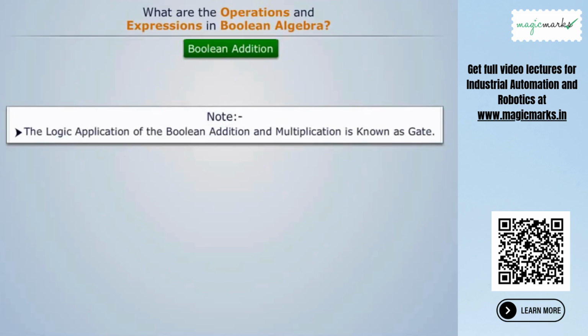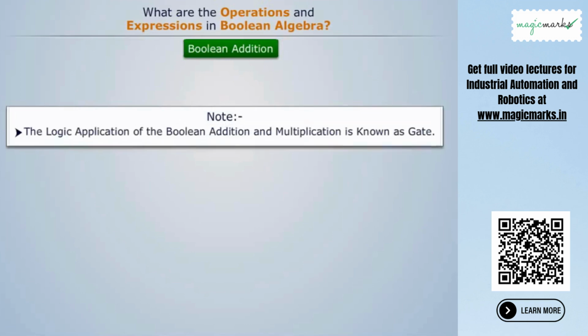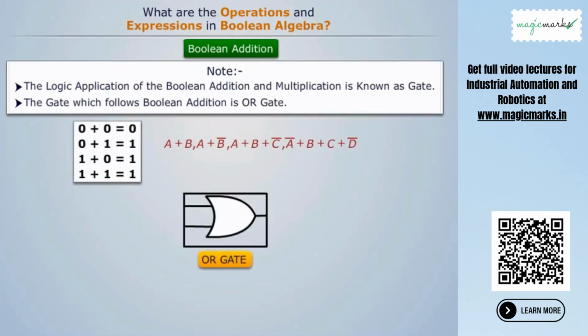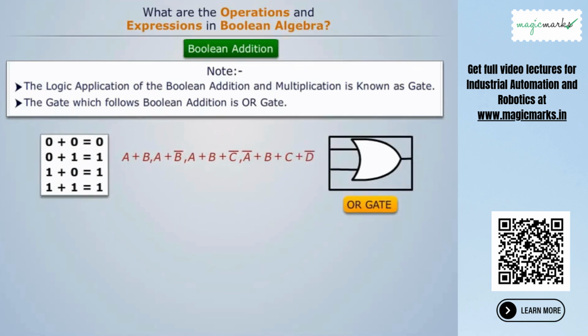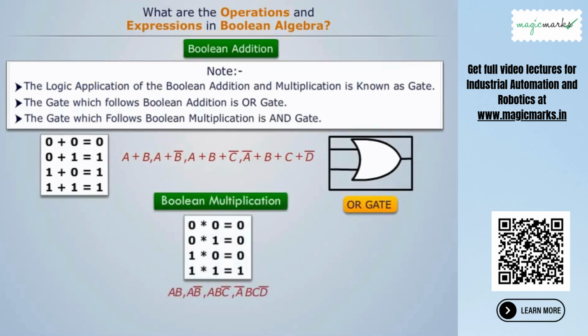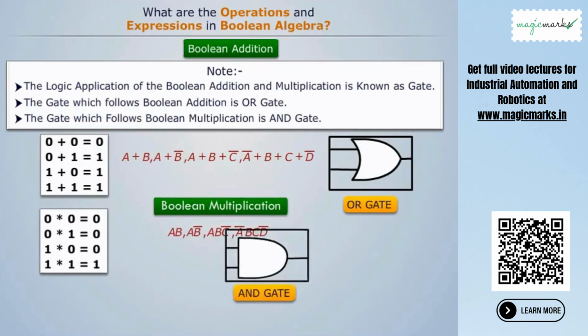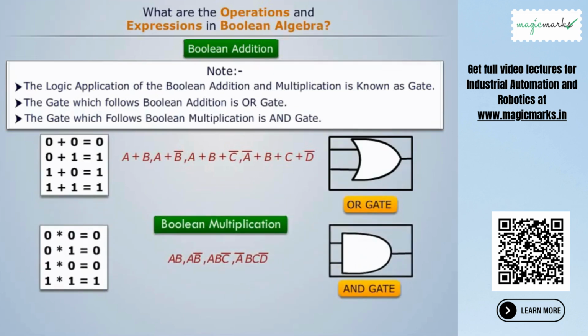Note that the logic application of Boolean addition and multiplication is known as a gate. The gate which follows Boolean addition is the OR gate. It is denoted by its symbol. The gate which follows Boolean multiplication is the AND gate. It is denoted by its symbol. Now let's summarize what the operations and expressions in Boolean algebra are.